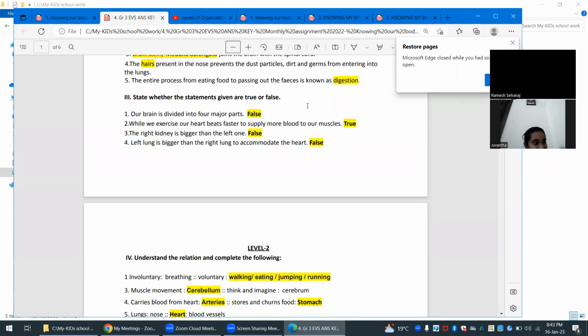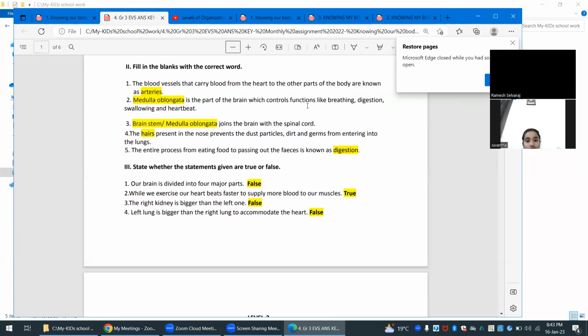Yeah. Our brain is divided into 4 parts. Is it true or false? False. Right. Our brain is divided into 3 major parts. What are those?